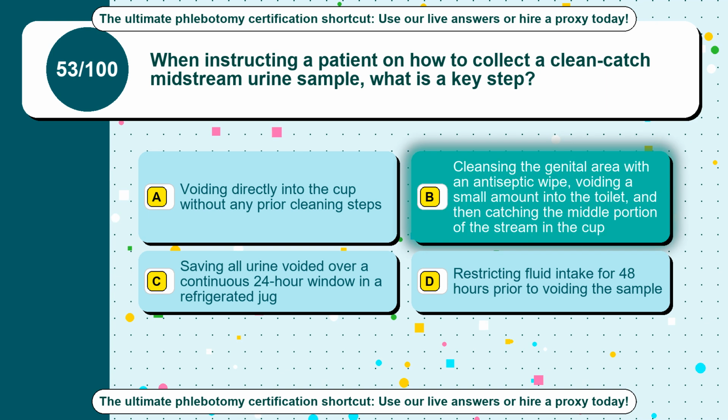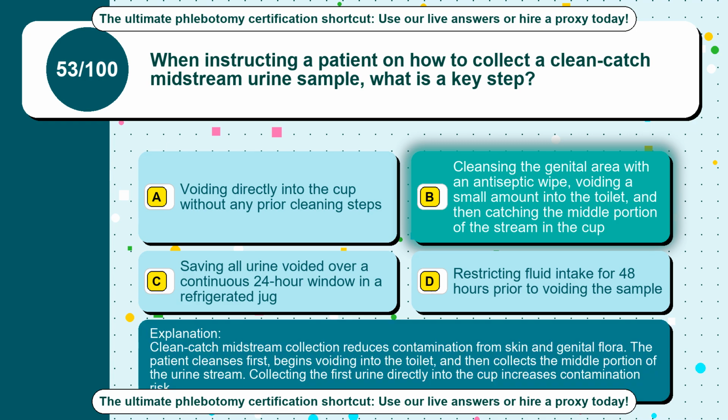Cleansing the genital area with an antiseptic wipe, voiding a small amount into the toilet, and then catching the middle portion of the stream in the cup. Clean catch midstream collection reduces contamination from skin and genital flora. The patient cleanses first, begins voiding into the toilet, and then collects the middle portion of the urine stream. Collecting the first urine directly into the cup increases contamination risk.